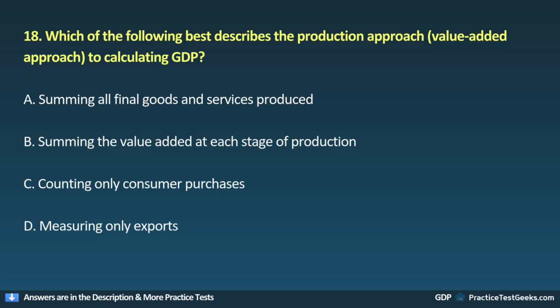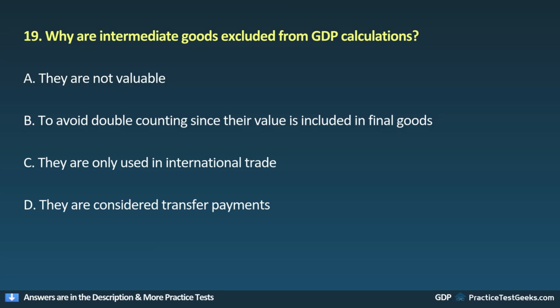18. Which of the following best describes the production approach, the value-added approach, to calculating GDP? A. Summing all final goods and services produced. B. Summing the value added at each stage of production. C. Counting only consumer purchases. D. Measuring only exports.